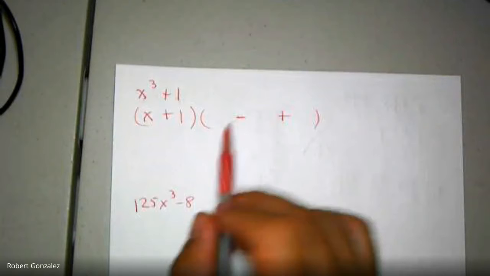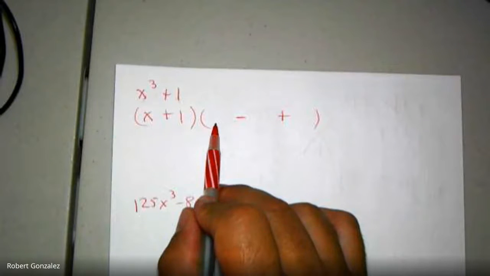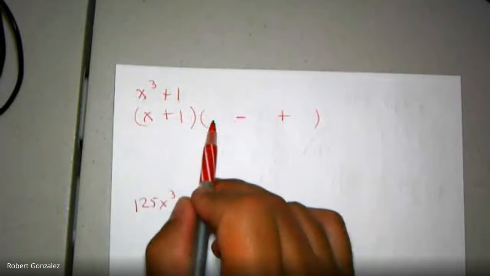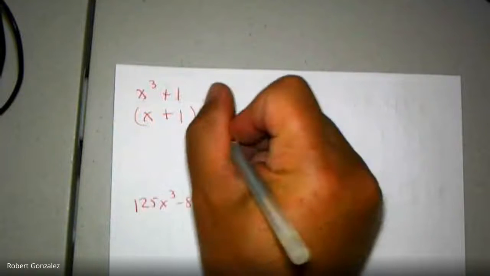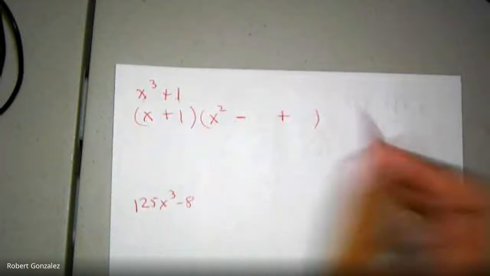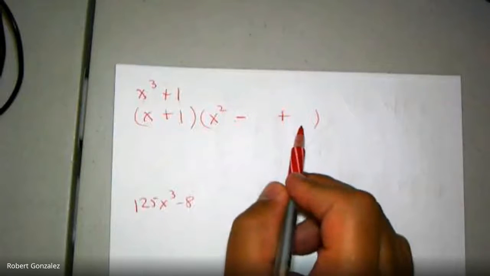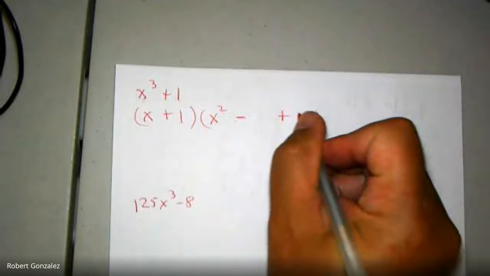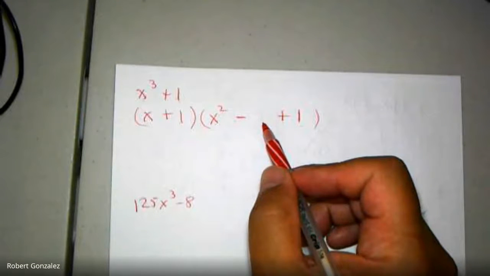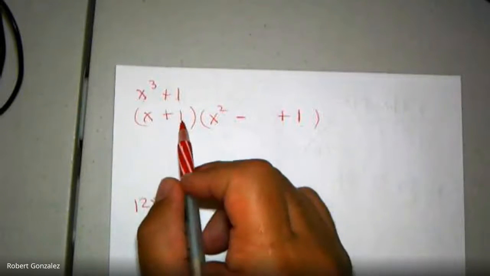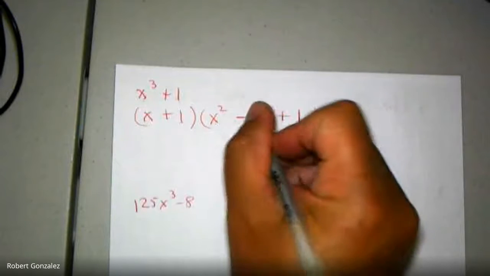If I look at the first term here, I know that x times the first term must equal x cubed. That makes this x squared. I know that 1 times the last term must equal +1. That gives me +1. The middle term you just have to memorize. You multiply these 2 terms, and 1 times x is x. I'm done.